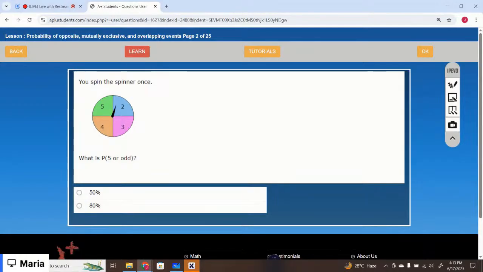You spin the spinner once. What is the probability of 5 on the spinner? That is 50%. Option number 1 is the right option.